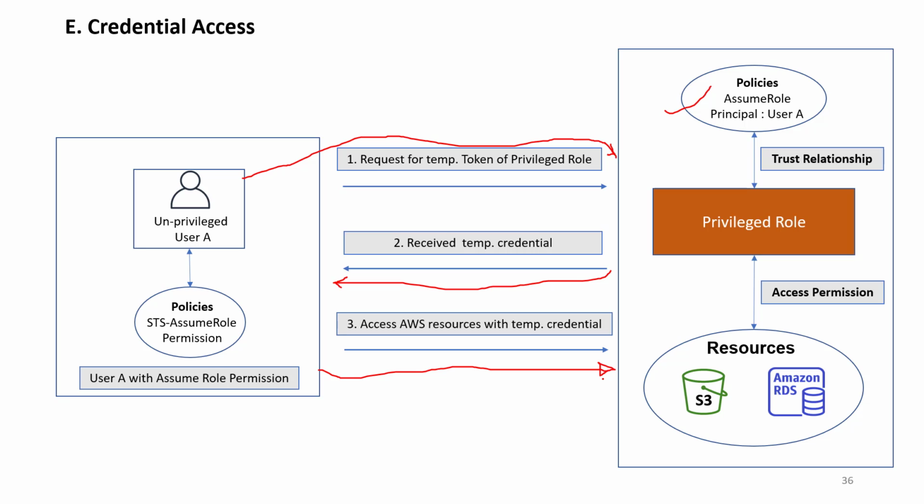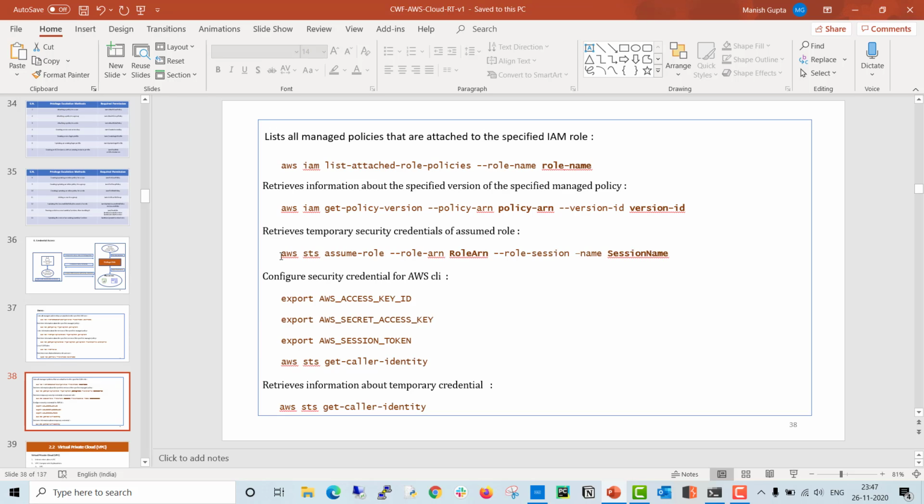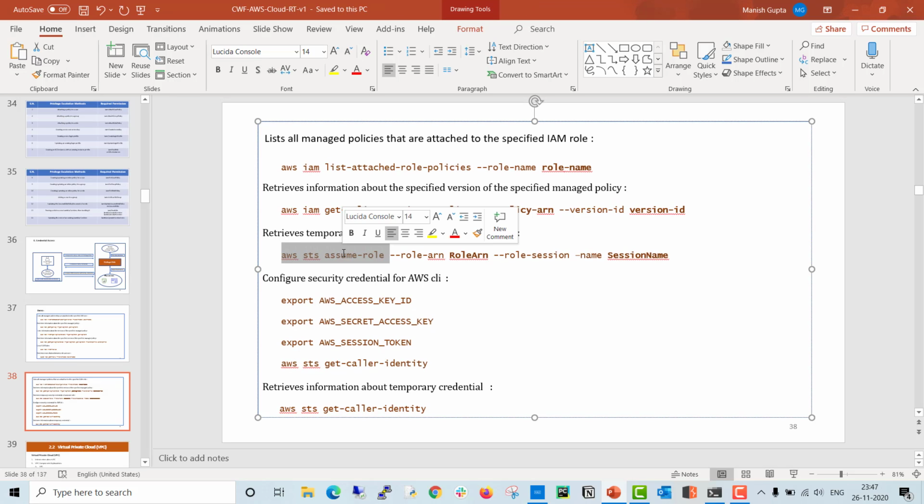So this is how you can perform red teaming if you don't have any rights. If you have the right to assume some role, you can gather those credentials. This is called the credential access phase in red teaming. So let's check how this user can perform this. This is the command which is used to retrieve temporary credentials of assumed roles.